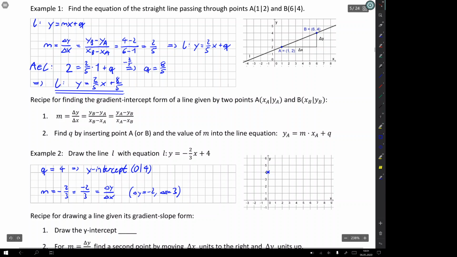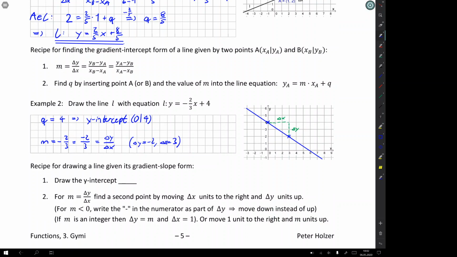I know now I can draw this triangle. So I go 3 to the right. I'll use another color. This is now my delta x. And then I go delta y, which is minus 2, which means I have to go down, and I arrive at this point. So I found a second point of the line, and now I can simply connect these 2 points, and I get the line. I have drawn the line here.